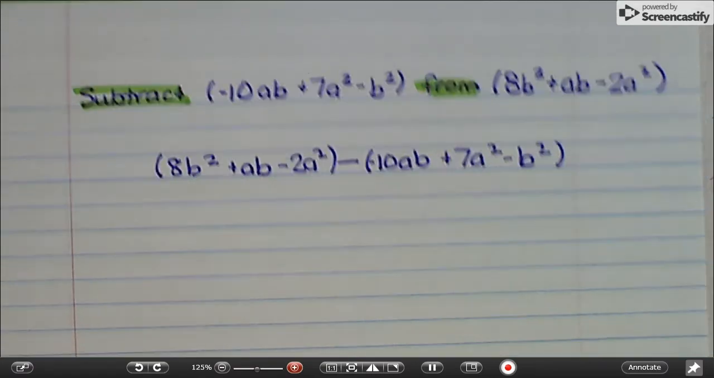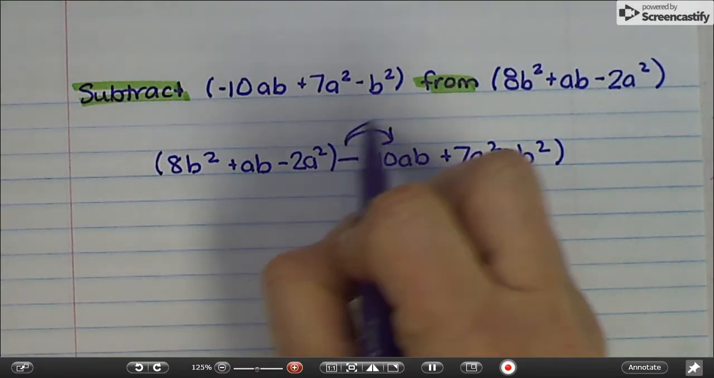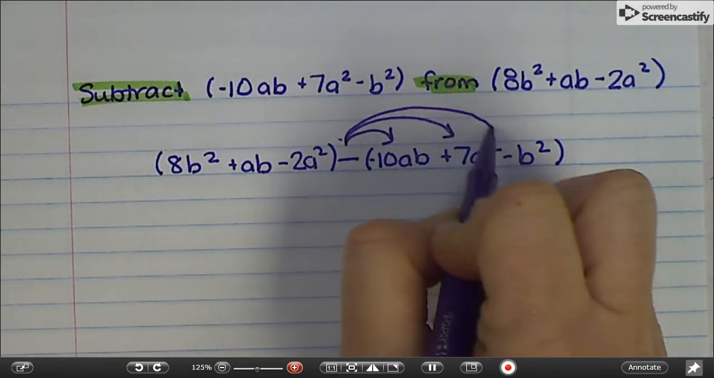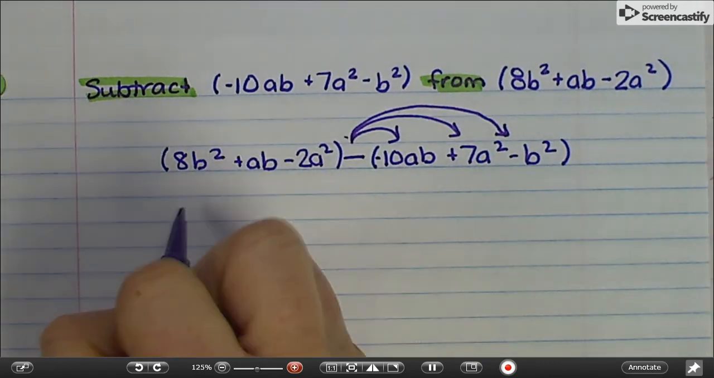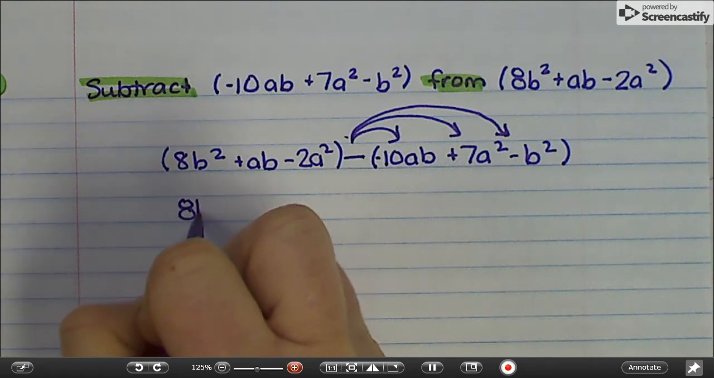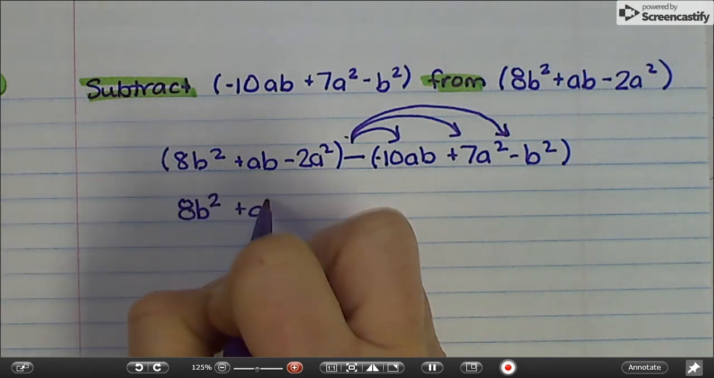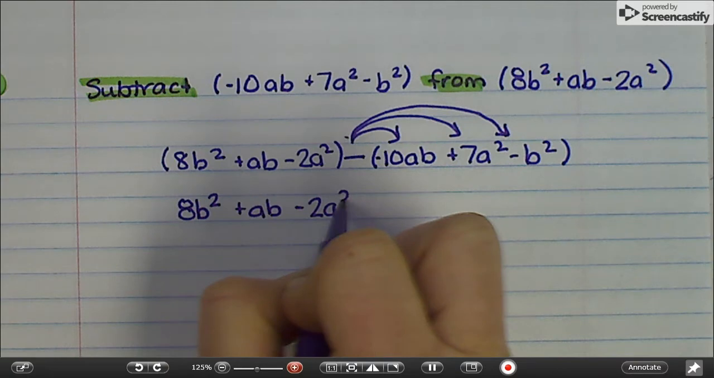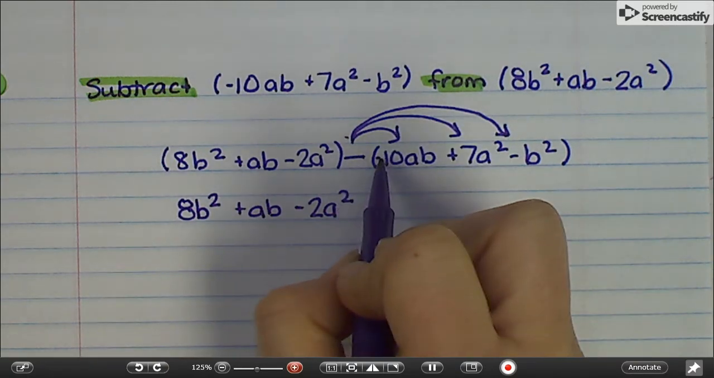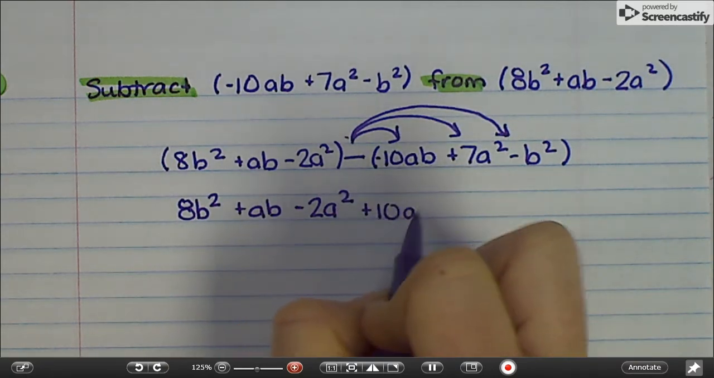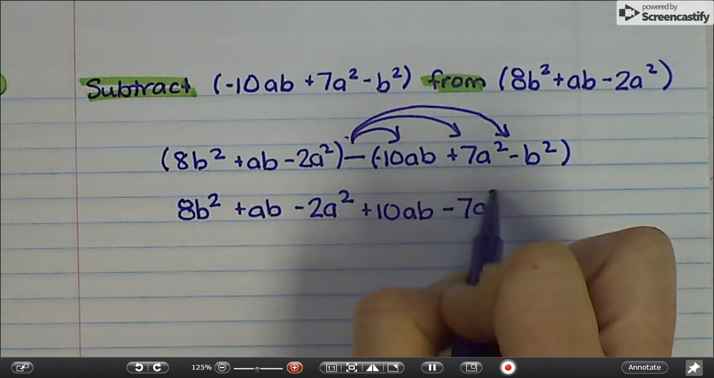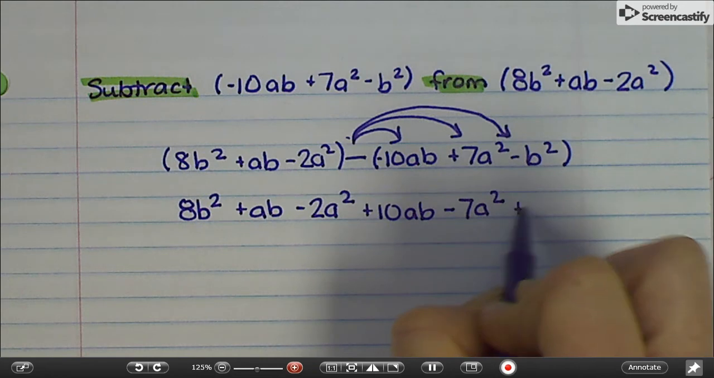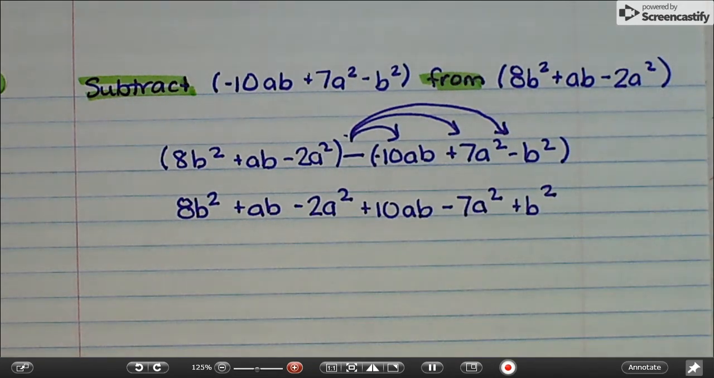All right, step 1, we need to distribute the negative to everything, all 3 terms in the parentheses. When you distribute, you multiply. So we're going to rewrite without parentheses. A negative times a negative is a positive. Negative times positive is negative. Negative times negative is positive. So you can see we're just changing the signs in the second set of parentheses.